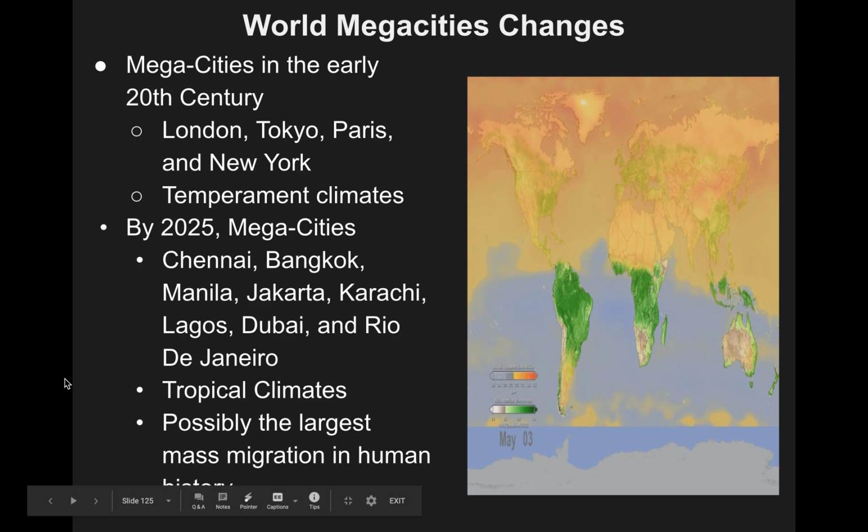World megacity changes. Megacities used to be found in the 20th century in London, Paris, and New York because of economic industrial pull factors, secondary jobs in the cities. But now it's different. In 2000, they're estimating by 2025, most megacities are going to be found in less developed regions, which are tropical climates. Possibly the largest migration in human history is going to happen in some of these megacities.